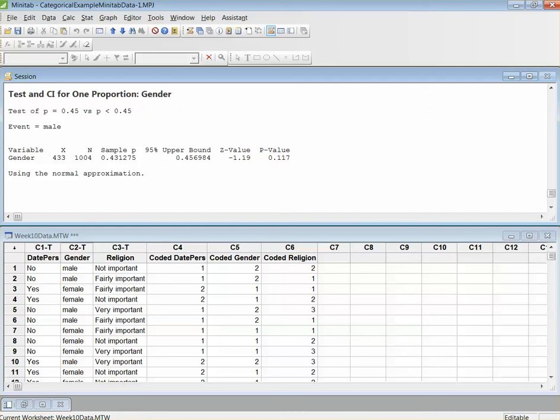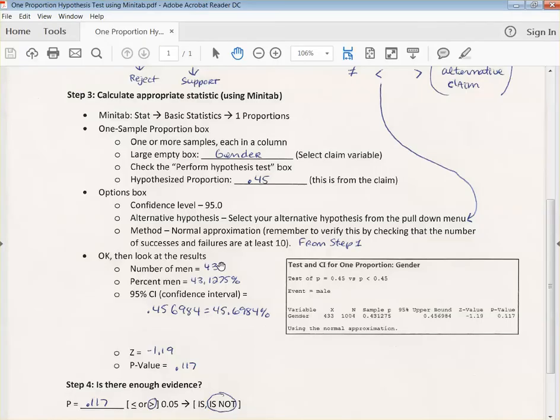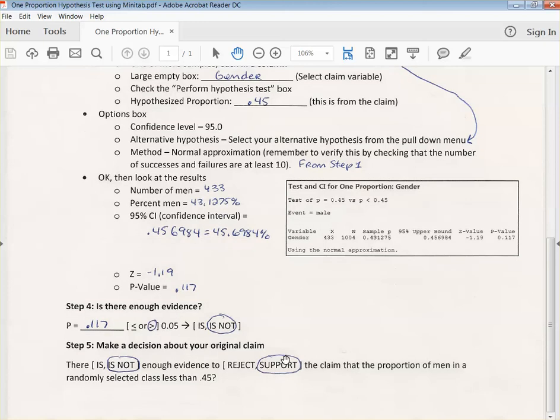So we're going to come back down here. So here were all the boxes. There's the actual values. So our P is equal to 0.117. Is that less than or equal to, or greater than 0.05? Well, that is greater than 0.05. If it's greater than 0.05, it's always an "is not." If it's less than or equal to 0.05, then it's an "is." So "is" is less than or equal to 0.05. "Is not" is if it's greater than 0.05.